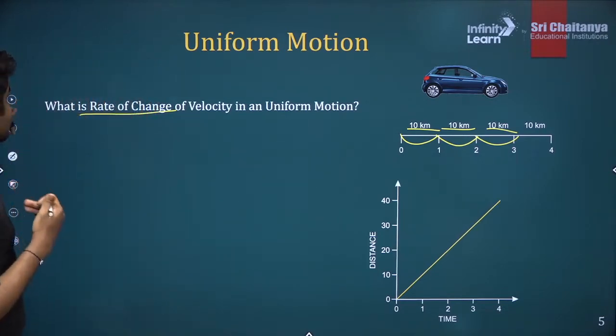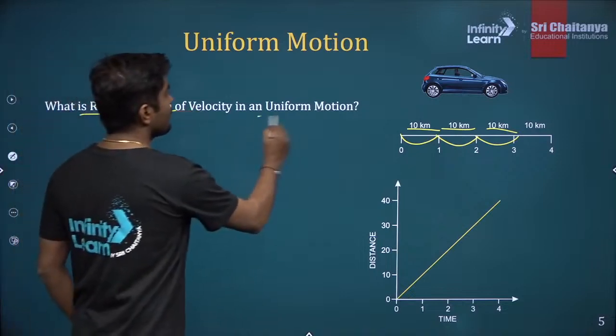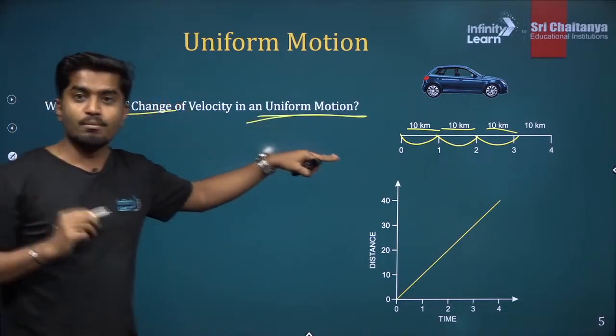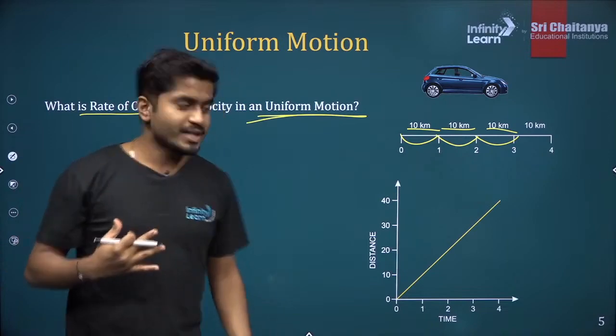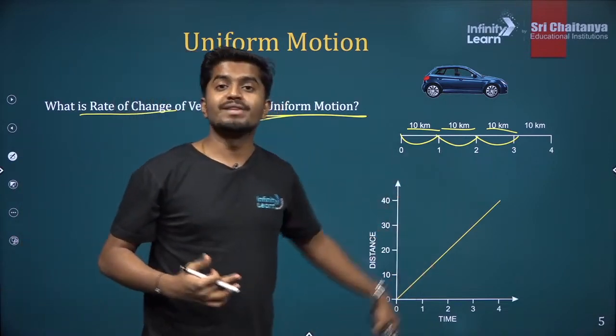Alright. Yes. So rate of change of velocity in a uniform motion. If it is a uniform motion, what is the rate of change of velocity? It is nothing but the slope of this graph.